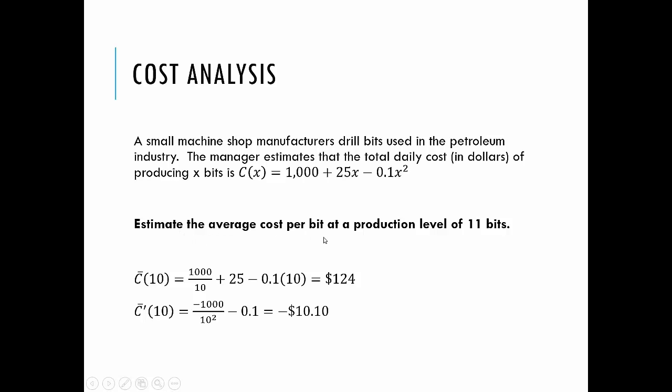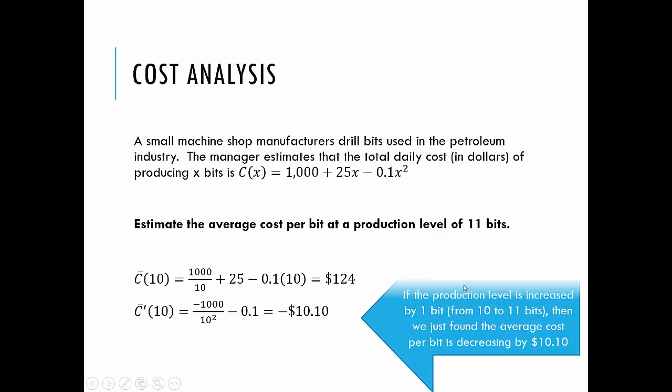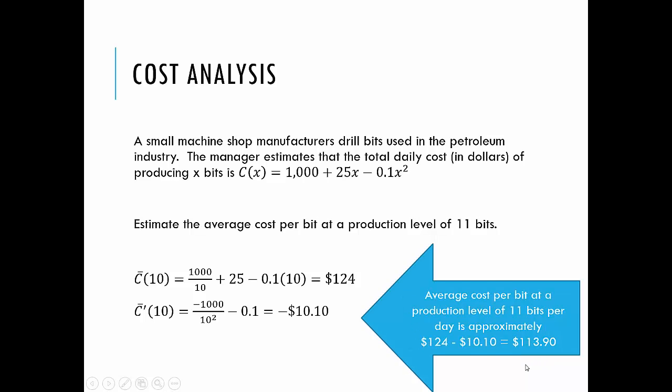If we want to estimate the average cost per bit at a production level of 11 bits, well, if the production level is increased by 1 bit, in other words, from 10, which is what we plugged in here, to 11, we're saying that it's decreasing by this 10.10. So the average cost per bit at a production level of 11 would be what it was at 10 and then the rate that it's decreasing.